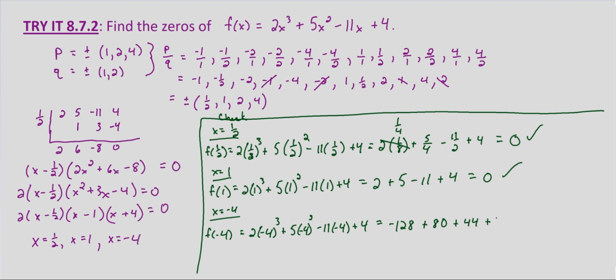plus 4. Now normally we just go from left to right, but since we have a negative, I'm just going to look at what's 80 plus 44. That's 124. Plus 4 is 128. And then negative 128 plus 128 is 0. So all three of our solutions check. And that verifies that the zeros of f of x equals 2x cubed plus 5x squared minus 11x plus 4 are x equals 1/2, x equals 1, and x equals negative 4. If you graph the function, you should see that it crosses the x-axis at these x values.